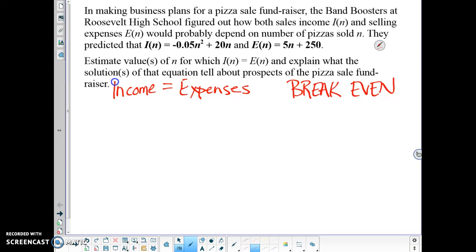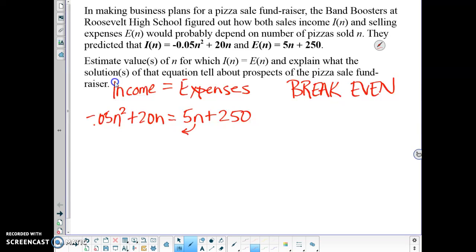So my income was this function, negative 0.05 N squared plus 20N. And that's going to equal my expenses function, which is 5N plus 250. And now I need to solve this. This is a quadratic equation. It needs to equal 0 before I can do anything with it.